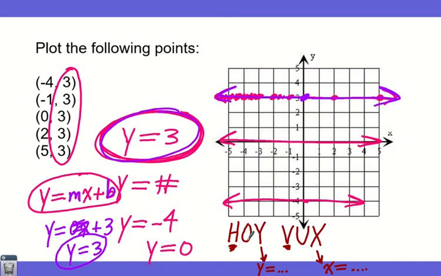So HOIVUX. Again, just one more time. Horizontal lines have a slope that's equal to 0, and the equations are always just y equals some number. Vertical lines have an undefined slope, and the equations are always just x equals some number. So that's just introducing this horizontal vertical line business to you in Integrated Math 1.